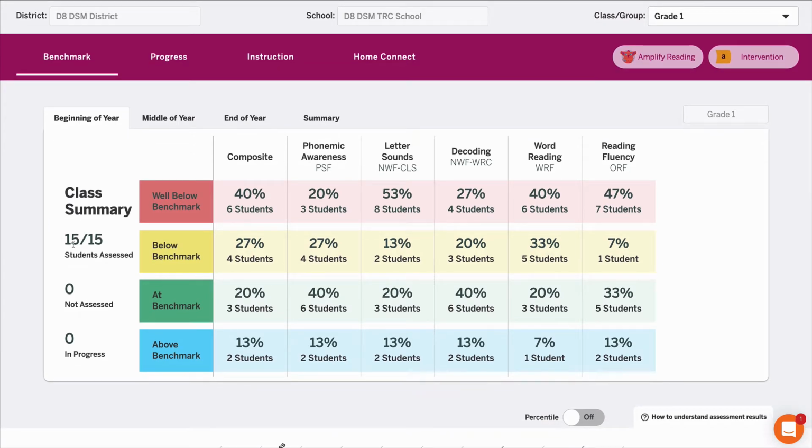The first thing that she sees is a summary page of how everyone is done, and she quickly notices that 2/3 of her students, 10 of them, are below and well below the benchmark. Over here, we could see skill by skill, so she might notice pretty quickly that we have 10 students below the benchmark for letter sounds. That's going to be an important part of our upcoming instruction.